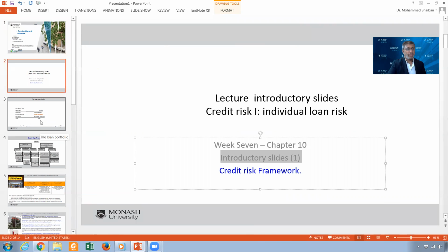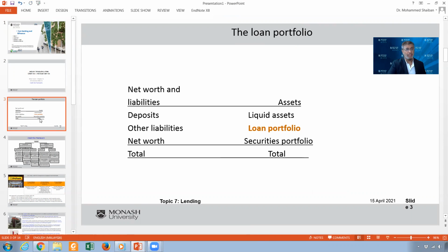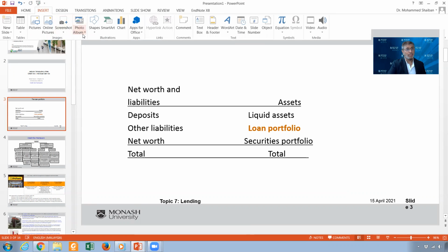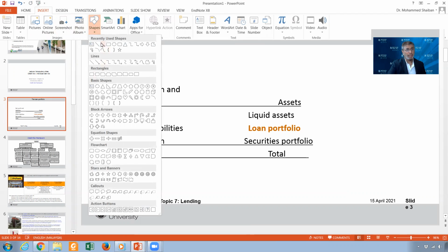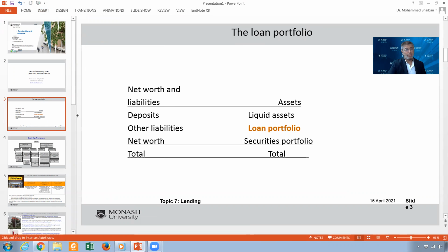Now, if you look at where the loan portfolio is located in the balance sheet, as we know, it's in this area, and we are talking only about this area. Later on, we will talk about the other assets, which is the securities portfolio, but now we are talking just about the loan, which will cover Week 7 and Week 8.